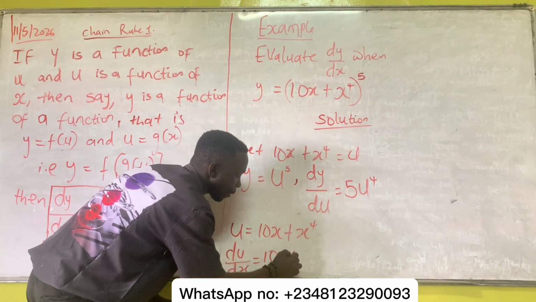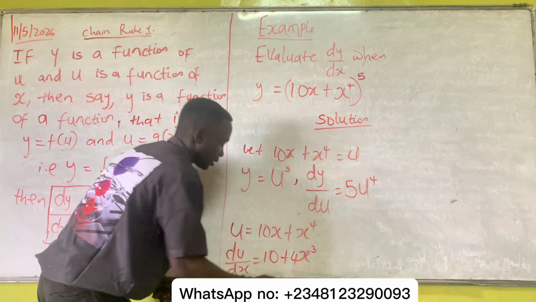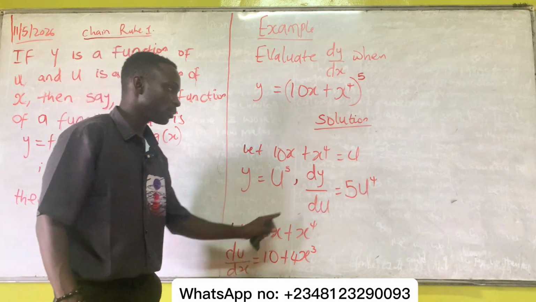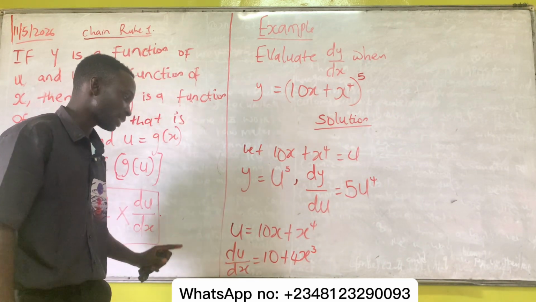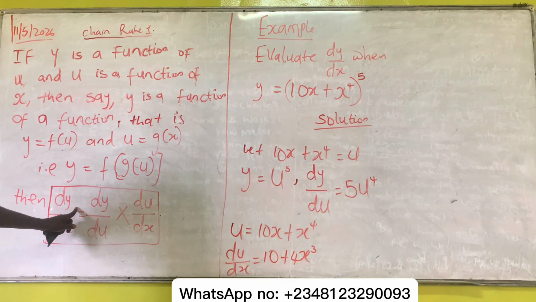4 will come here, it becomes 4x. 4 minus 1 raised to the power of 3. This becomes our what? Our du ds. After getting your dy all over du and getting our du ds, all you have to do now is come back to chain rule. Go back to chain rule.